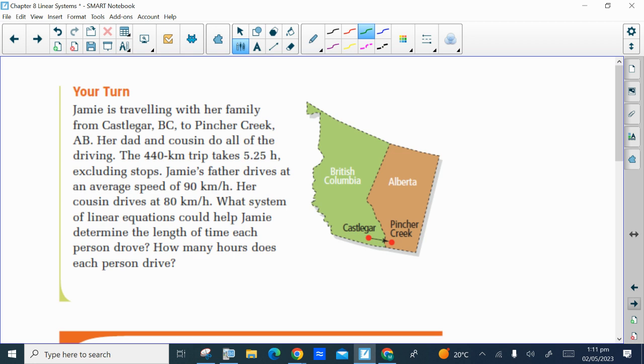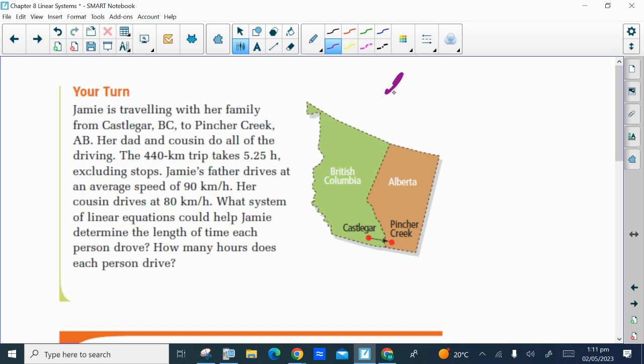Jamie's traveling with her family from Castlegar, BC to Pincher Creek, Alberta. Her dad and cousin do all of the driving. It's a 440-kilometer trip. It takes 5.25 hours, excluding stops. Jamie's father drives at an average speed of 90 kilometers an hour. Cousin drives at 80 kilometers an hour. We want to write a system of equations to determine the length of time that each person drove. So that's what we need to figure out.